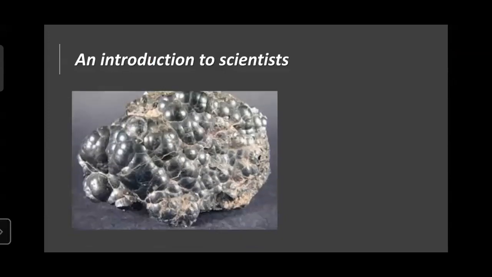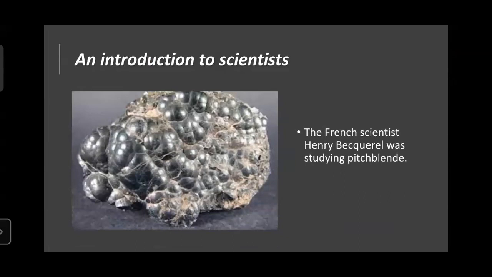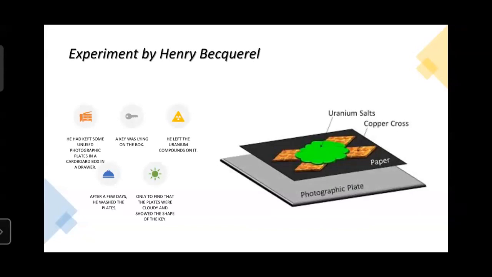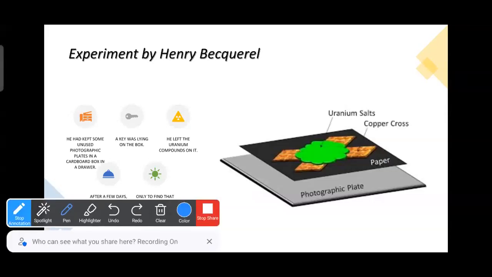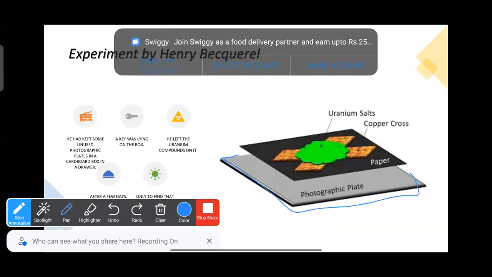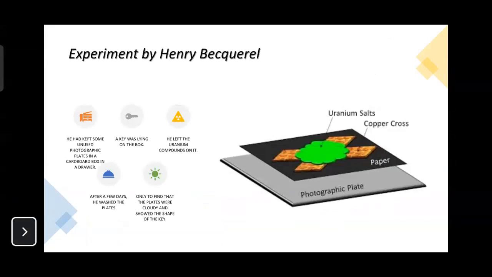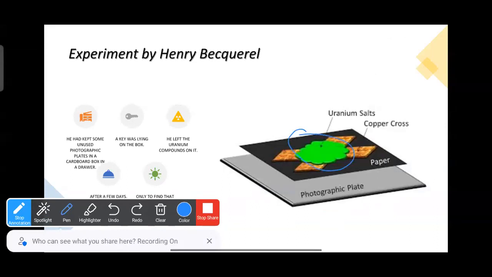Now the French scientist Henri Becquerel was studying pitchblende, which is a compound of uranium. Now he did the experiment. First, he kept some unused photographic plates in a cardboard box in a drawer. These are the photographic plates. A key was placed there. Here the copper cross is placed, and he left the uranium compound. Here the uranium compound is there.